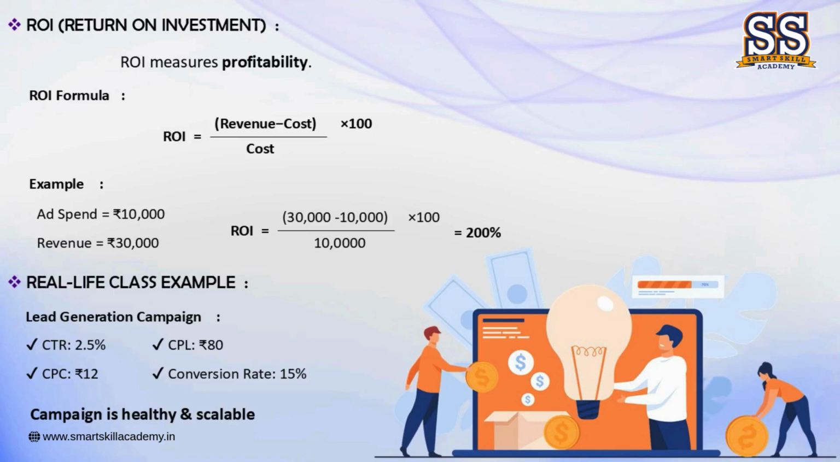For example, if you spend 10,000 rupees on an ad campaign and generate 30,000 rupees in revenue, your net profit is 20,000 rupees. When you divide that profit by your 10,000 rupees investment, you get an ROI of 200%, which is a fantastic result.